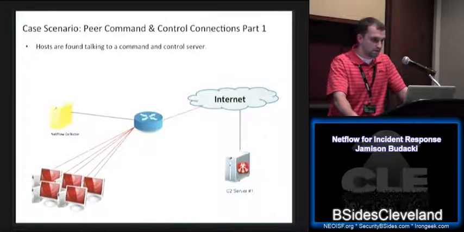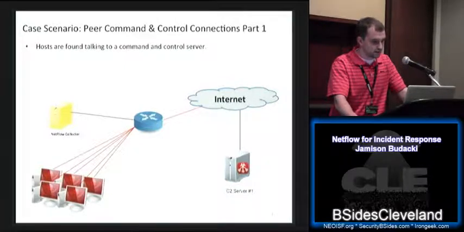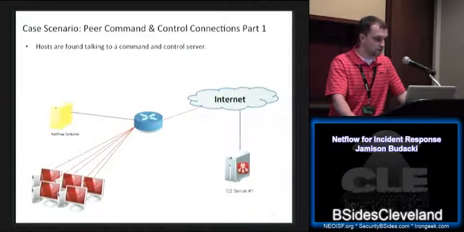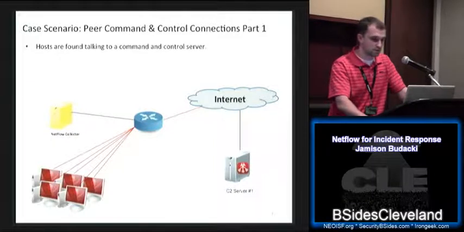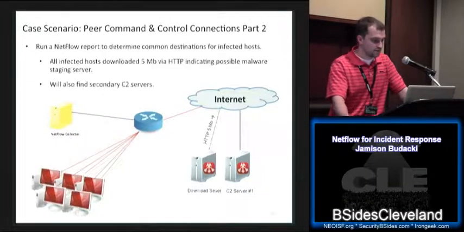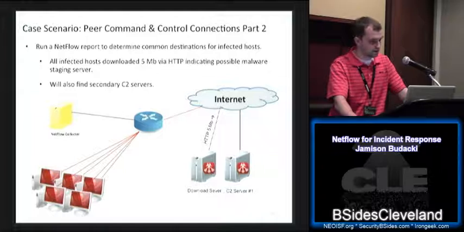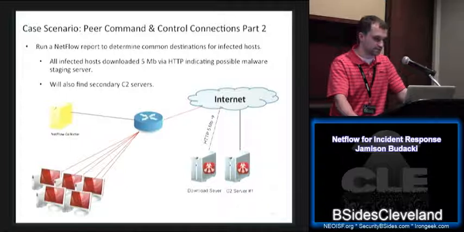Peer command and control connections. This kind of goes along with finding botnets. You run a report and you find out that you have 5 hosts that are communicating to a command and control server. You take it another step further and you run reports for each of the hosts and all their outbound connections. In this example, say all 4 hosts connected to a download server, and once you sift through all the other ports, you find out that there's actually another server in common, and this server is actually a secondary command and control server.